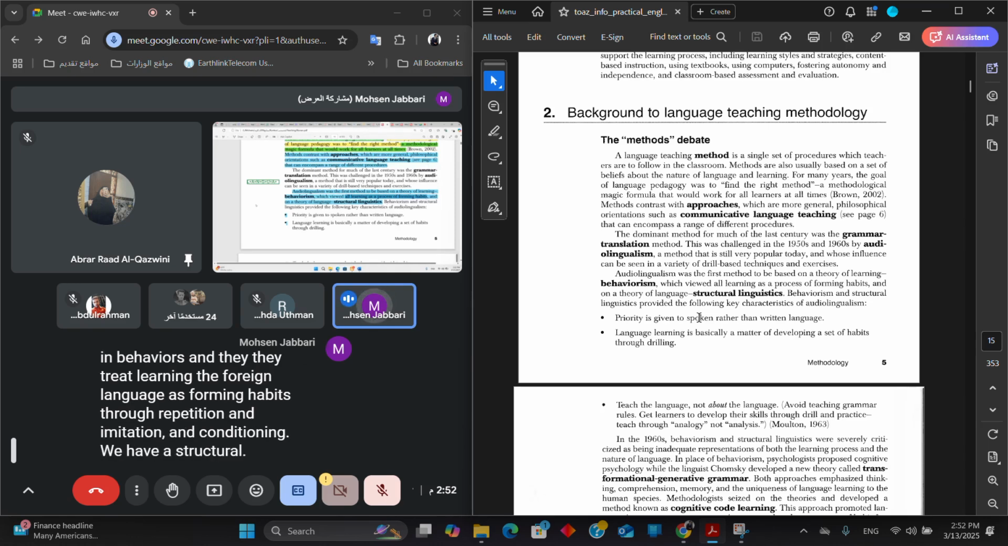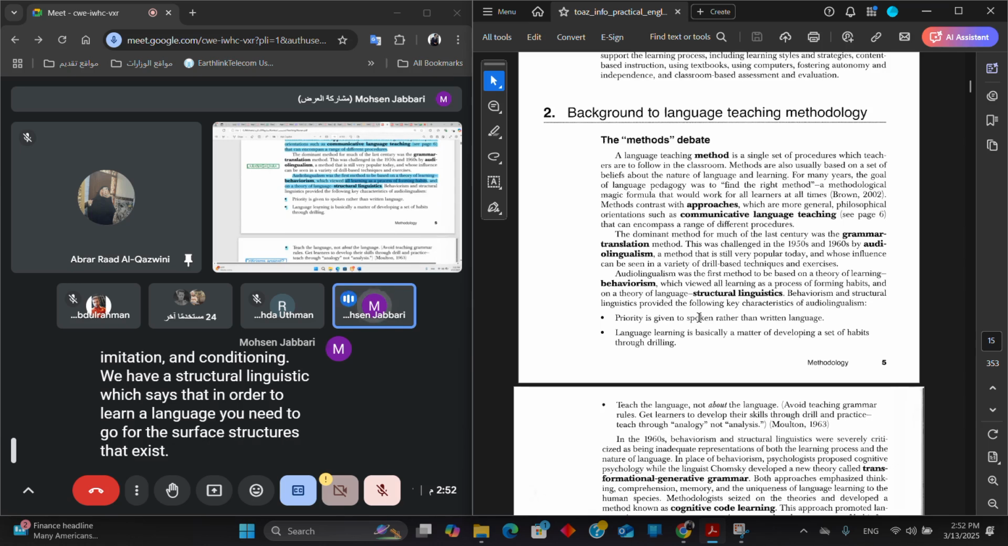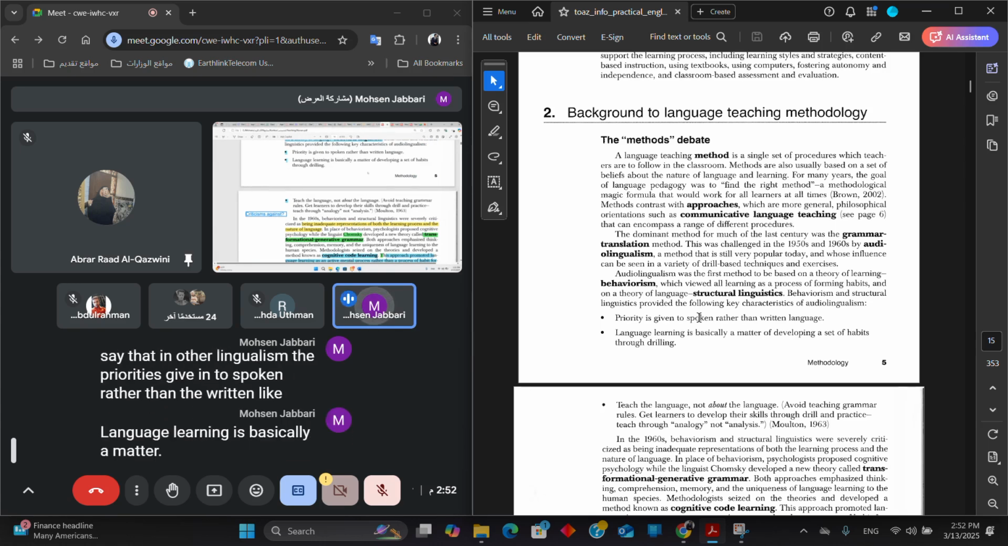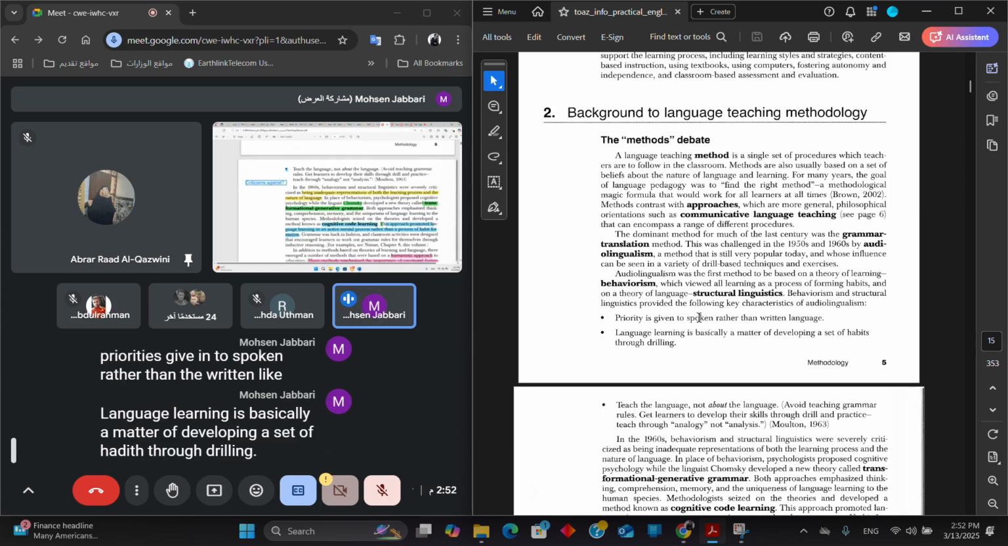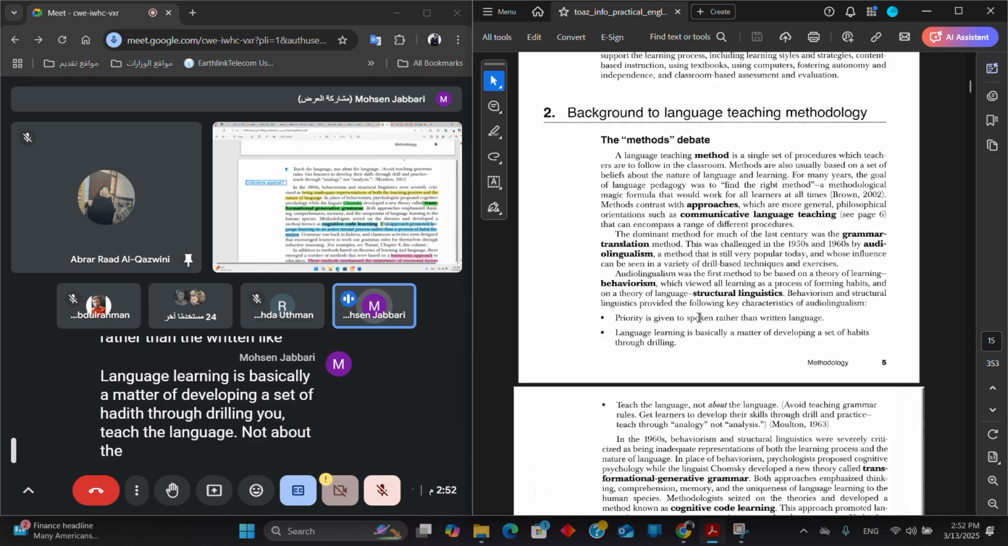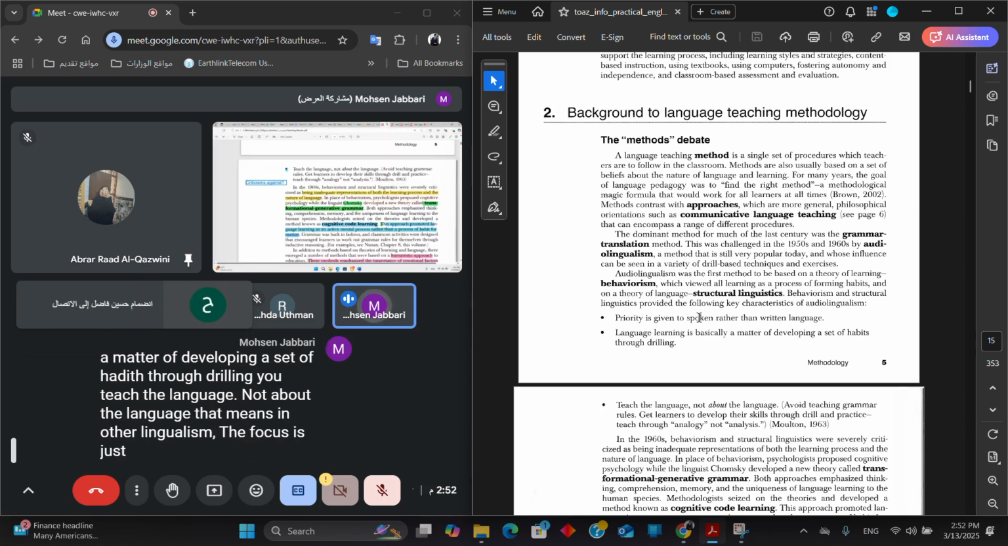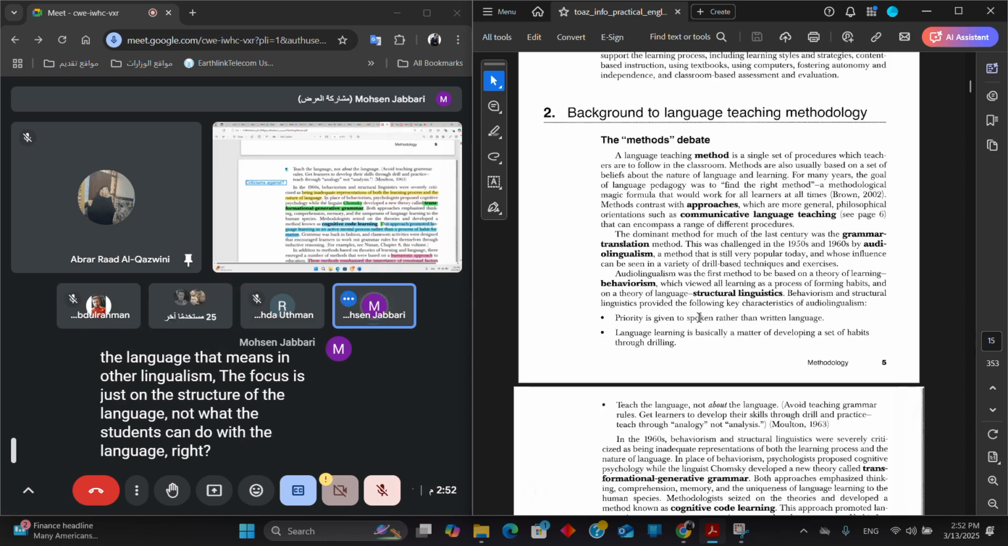We have structural linguistics, which says that in order to learn a language, you need to go for the surface structures that exist in the language. To cut a longer story short about audiolingualism, we may say that in audiolingualism, the priority is given to spoken rather than the written language. Language learning is basically a matter of developing a set of habits through drilling. You teach the language, not about the language. That means in audiolingualism, the focus is just on the structure of the language, not what the students can do with the language, right?